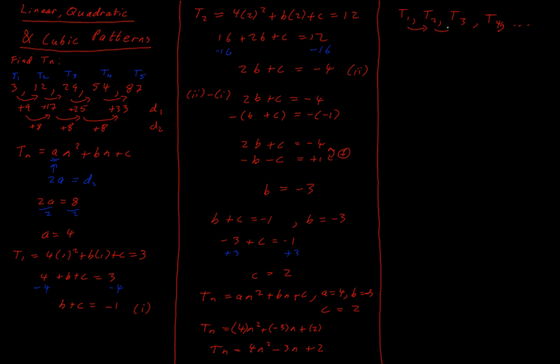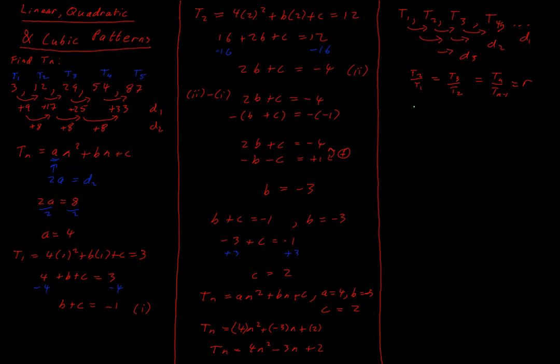Well, if we got the difference between these, that would be D1. If we got the differences of the differences, that would be D2. And if we got the differences of the differences of the differences, and they were constant, that would be D3. And we could also have if T2 over T1 is equal to T3 all over T2 is equal to Tn all over Tn minus 1, that would be equal to the common ratio r.